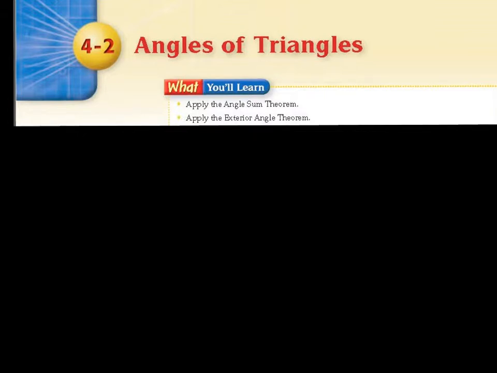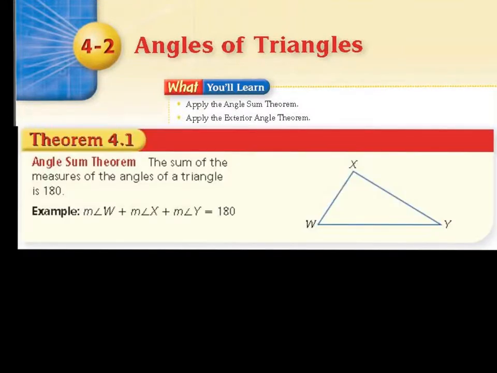In lesson 4.2, we will apply the angle sum theorem and the exterior angle theorem, learning about angles of triangles. The angle sum theorem, theorem 4.1, states that the sum of the measures of the angles of a triangle is 180 degrees. So in their triangle, the measure of angle W plus the measure of angle X plus the measure of angle Y equals 180.